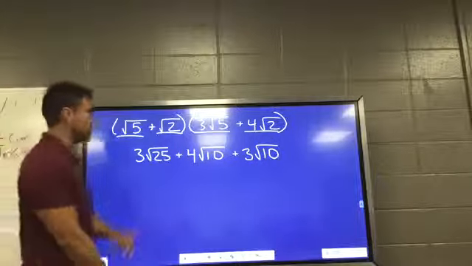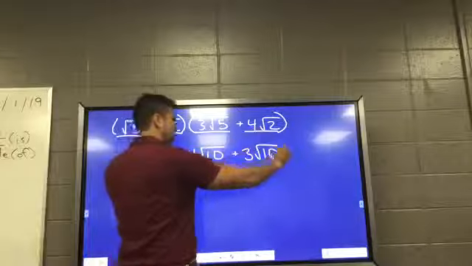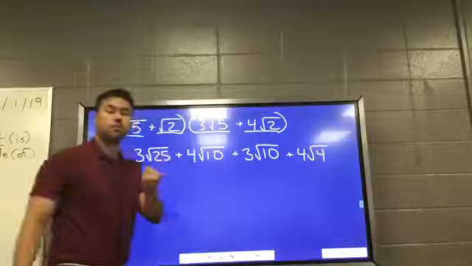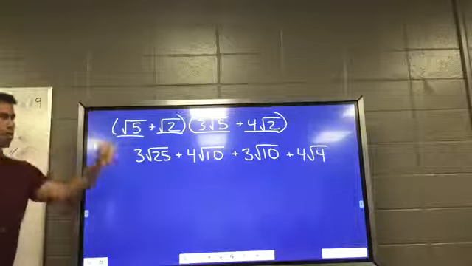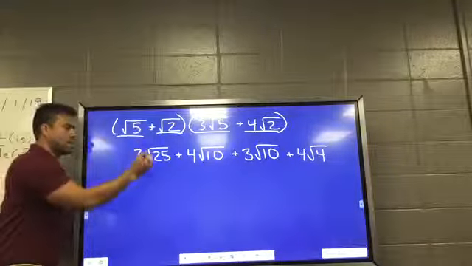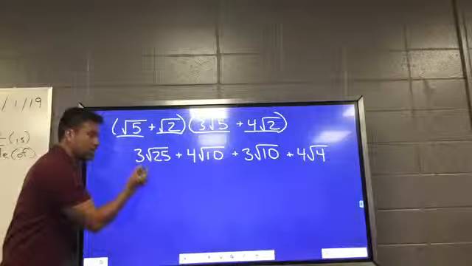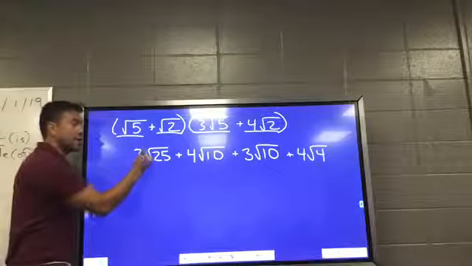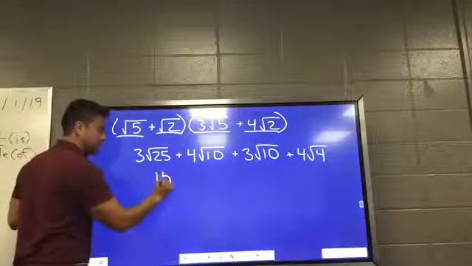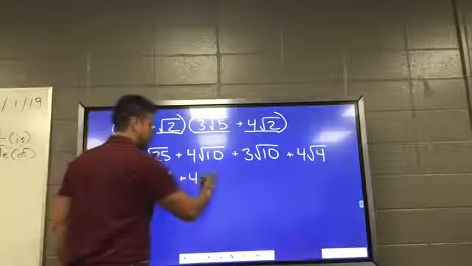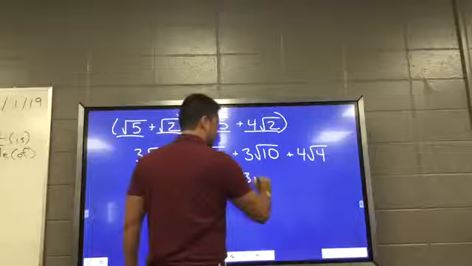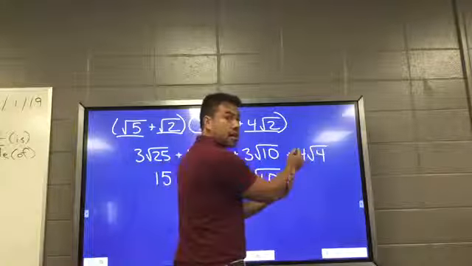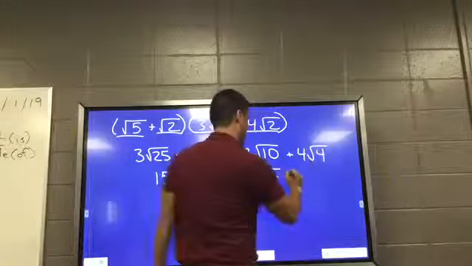And Elizabeth, what are the last terms multiplied together going to get me? 4 times square root. Good. And again, you could simplify, but that's the raw answer so far. What is 3 times the square root of 25? 15, because it's really 3 times 5, which is 15. This one stayed the same because there's nothing to simplify. But what about the last term? It's really 4 times 2, which is just 8.